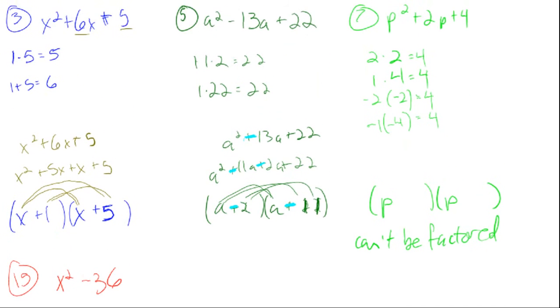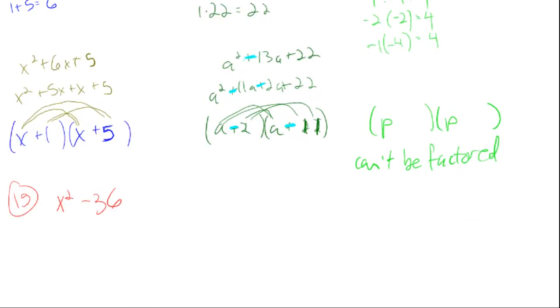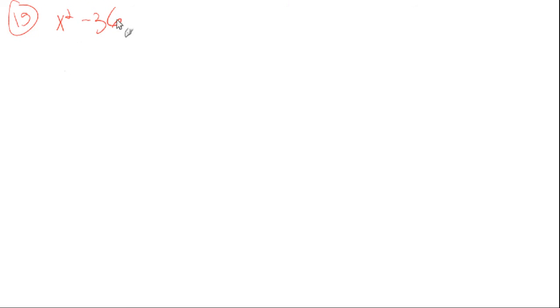15. So let's factor this exactly as we have for the last 3 examples. The only thing here is that with these 3 examples, we had a middle term. We had a 6x, a negative 13a, a positive 2p. But here we just have an x squared, and we go straight to the constant. So in order for this to fit the way that we have been doing this, we need to have a middle term. So we'll put a 0 there, 0x minus 36.